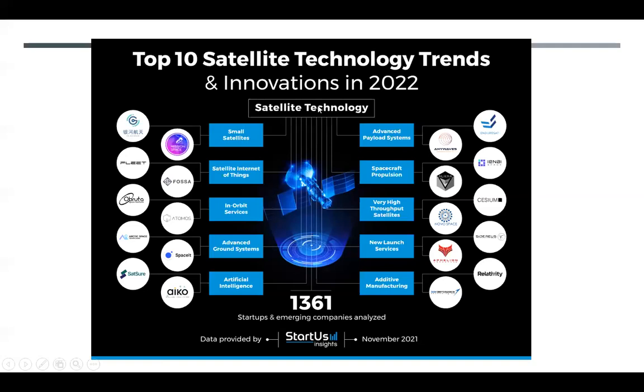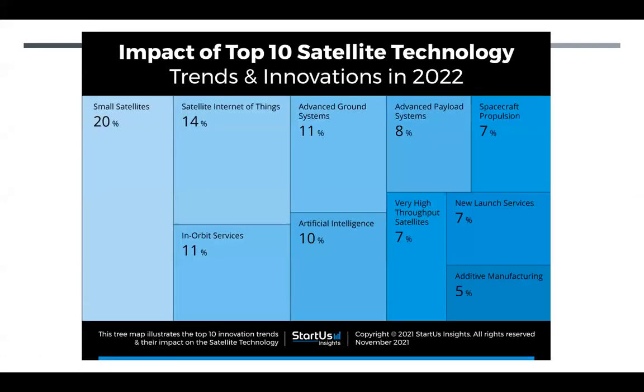So the satellite technology trends include small satellites, then satellite IoT, then in-orbit service, advanced ground systems, artificial intelligence satellites, advanced payload systems, spacecraft propulsion, very high throughput satellites, new launch services, additive manufacturing, right? So these are the top 10 satellite technology trends in 2022. And how much they contribute, that ratio is given here. You can see the impact of each of the 10 technologies has been given here.